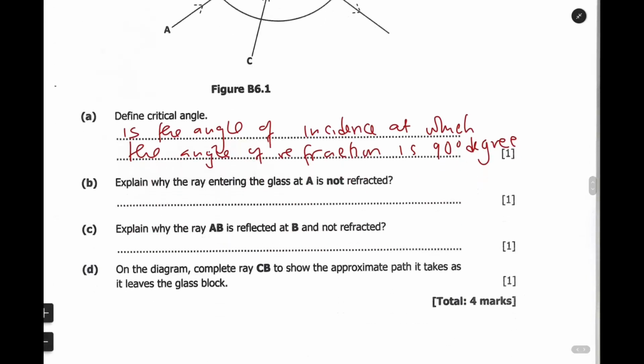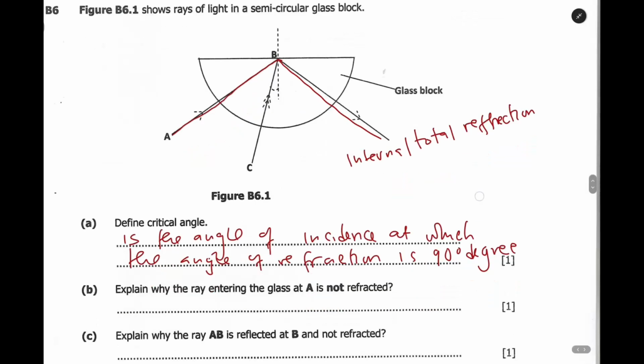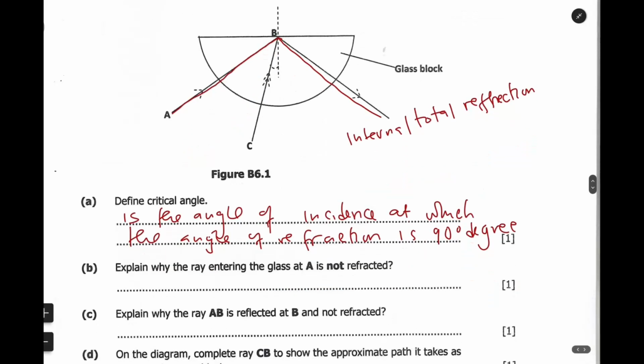Explain why the ray of light entering the glass at A is not refracted. The one that enters at A is not refracted, but instead it is reflected. This is what we call total internal reflection, where light is reflected within the medium, and that can only happen if the angle of incidence is beyond the critical angle.